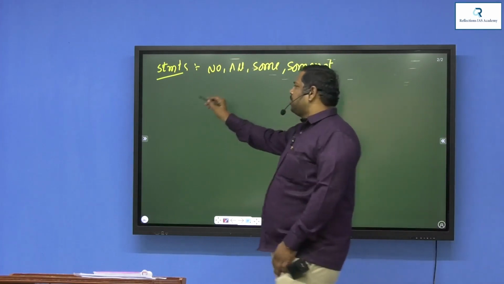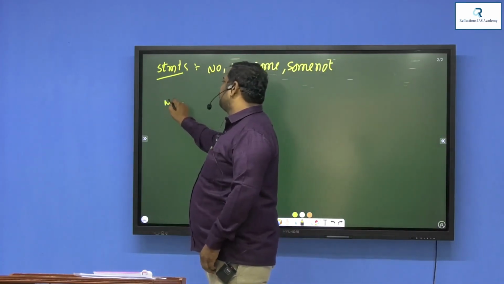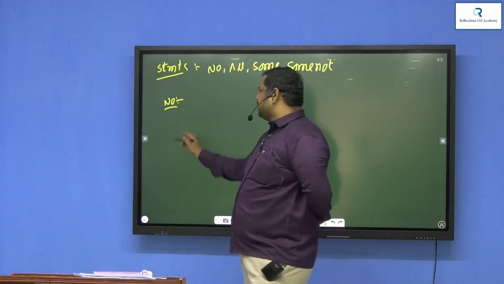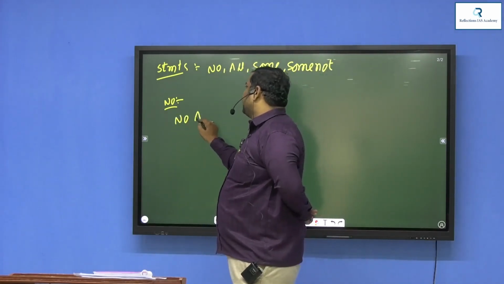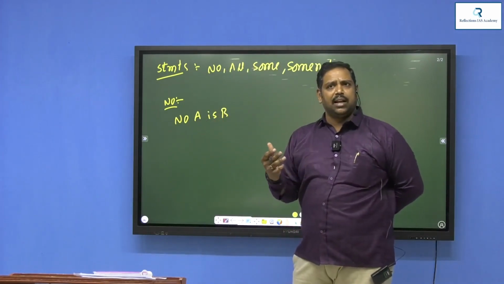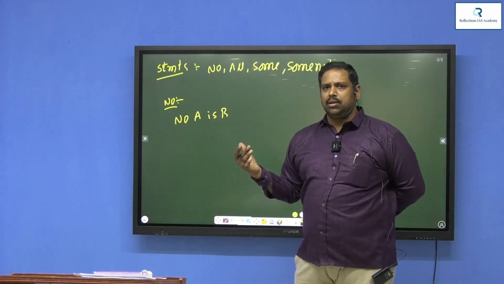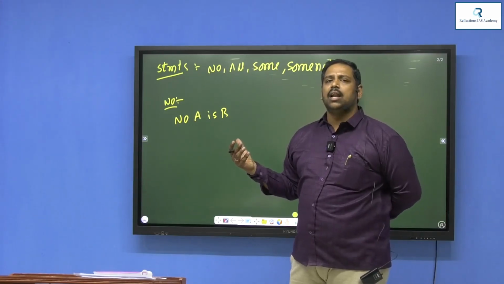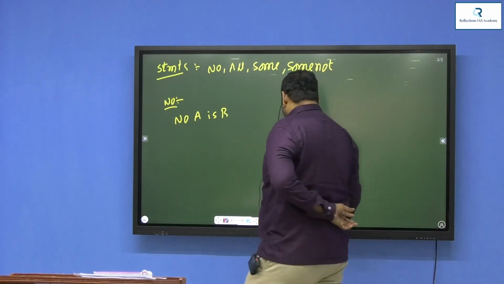So what happens is, first one I am explaining about no. No means, suppose the example is no A is B. Can I go with A, B or some other, men, women, etc.? A, B or realistic examples? Realistic. Okay, good.